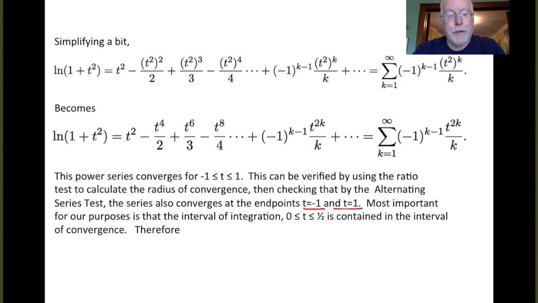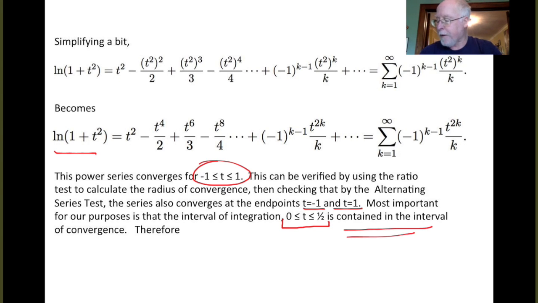Now, why do we want to check this? So this series converges for t's between -1 and 1. And in our problem, we're integrating for t runs from 0 to 1/2. It's important to notice that this interval is contained in the interval of convergence. If this interval, 0 to 1/2, had not been inside the convergence interval -1 to 1, then we could not have done this because the series would not be representing the integrand once t's got outside this interval of convergence. So I always want to check that we're working within the interval of convergence on problems like this.